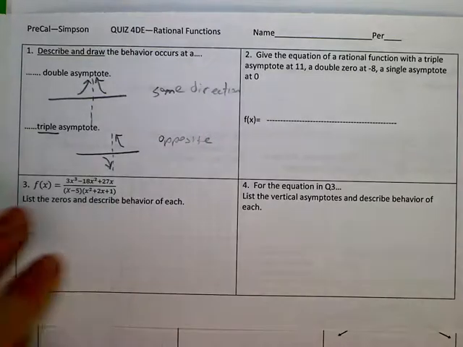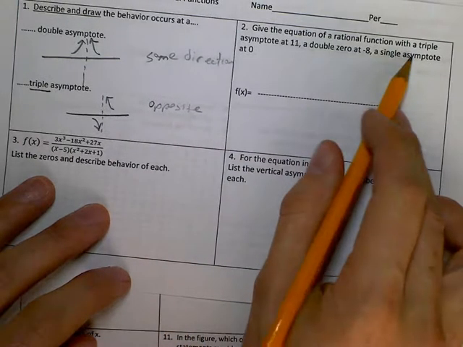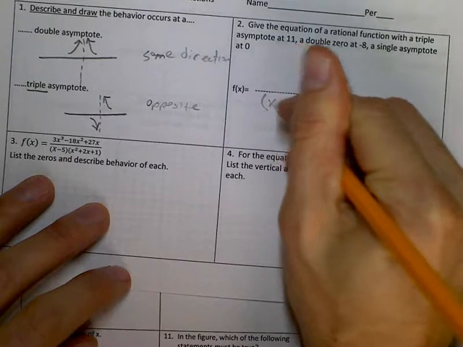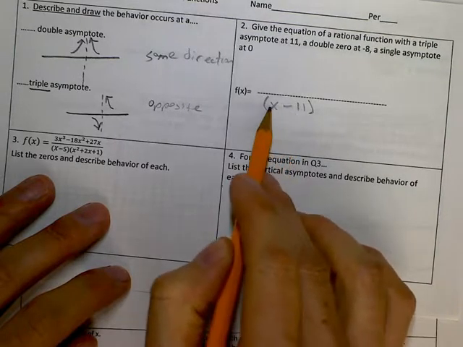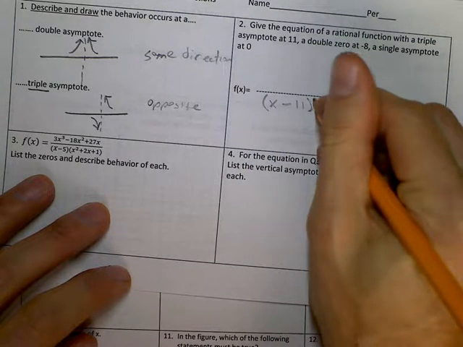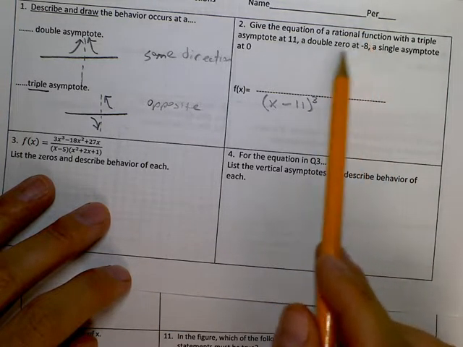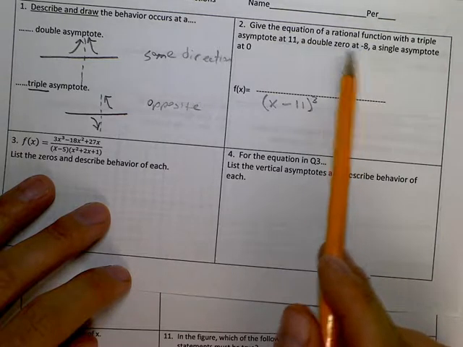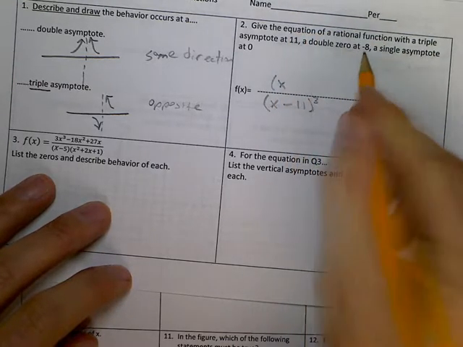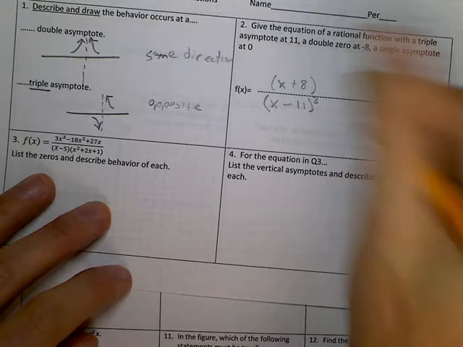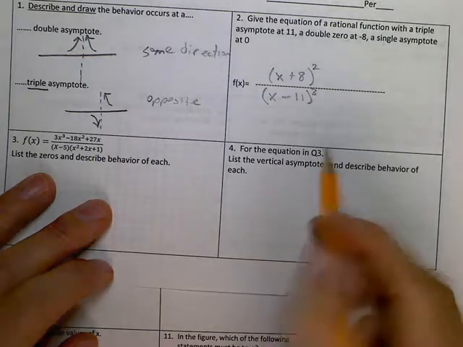So number 2, equation of a rational function with a triple asymptote. Basically an asymptote goes on the bottom. If you want an asymptote at 11, then you do x minus 11, because 11 is what you would plug in to get 0. And it's triple, so it's got an exponent of 3. Then a double root at 0, or double 0 at negative 8. So 0 means it's going to be on the top. At negative 8 means you're going to have x plus 8. And a double 0 means it happens twice. And then a single asymptote at 0.